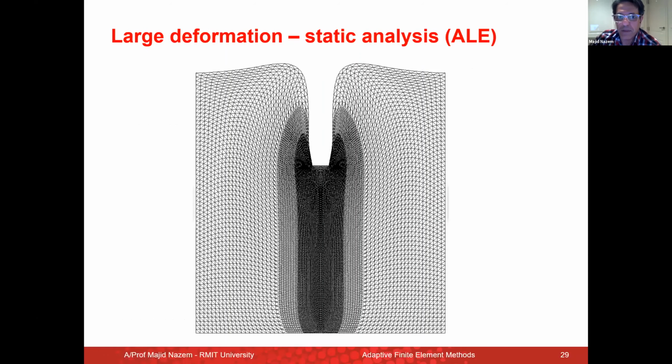In the previous example, I didn't show you the results of static analysis, but assuming large deformations. But I'm now showing you the results using the R-adaptive finite element method. In this case, the materials are more or less the same. It's a Tresca material with undrained shear strength, but the footing is pushed down inside the soil, and the displacements are extremely large.